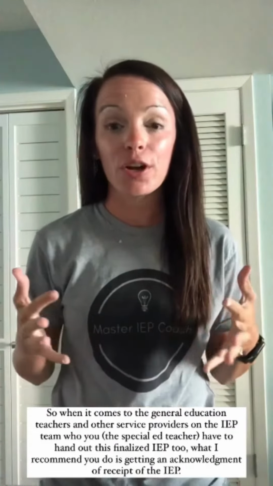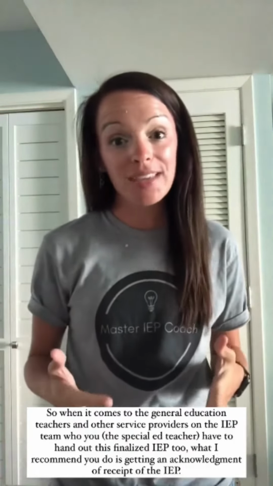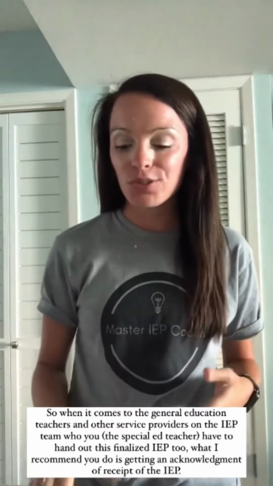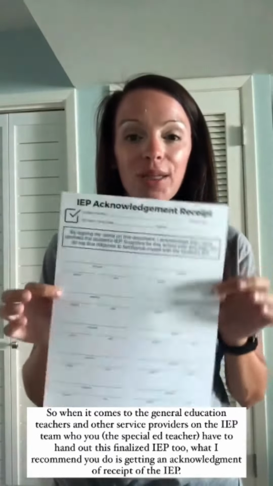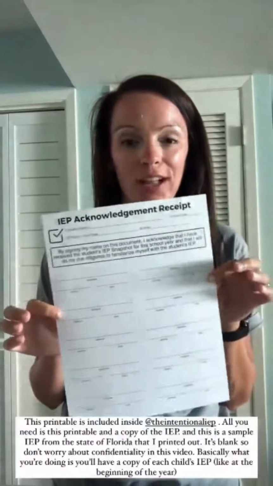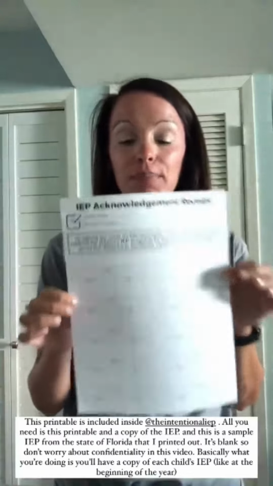So when it comes to the general education teachers and other service providers at school that you have to hand out this finalized IEP to, what I recommend you doing is getting an acknowledgement of receipt of the IEP. Now this is included inside of the Intentional IEP. You can print it out and use it. And basically what you're doing is you're going to have copies of all of your students' IEPs.